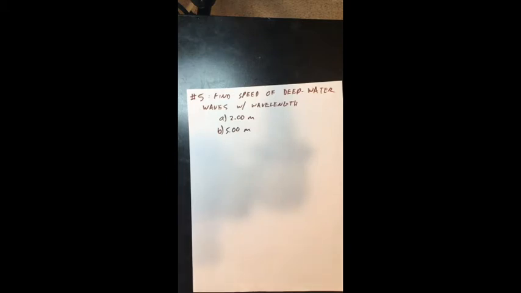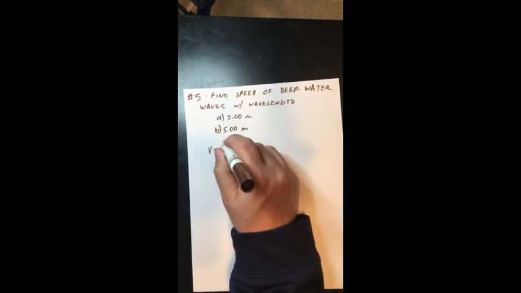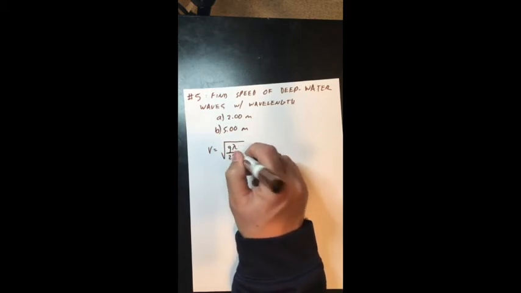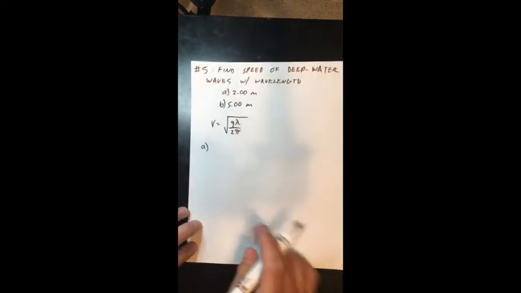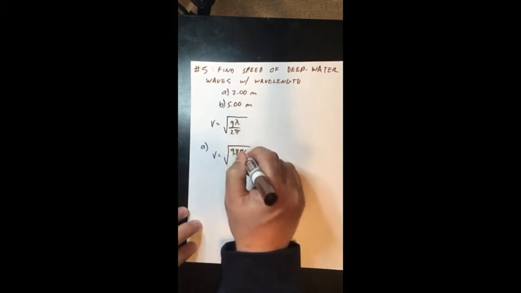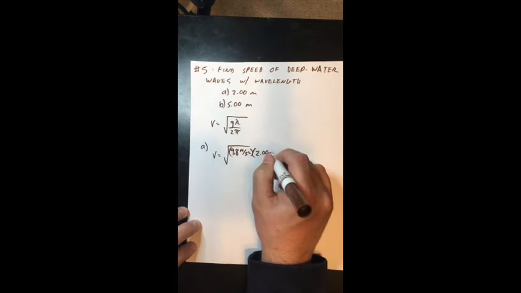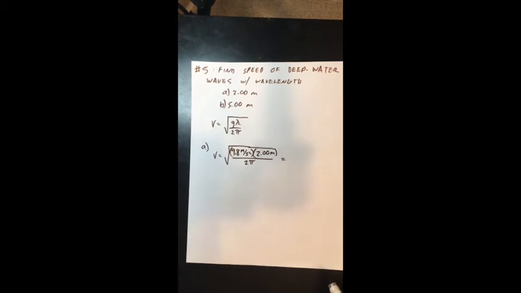Actually, let me change marker colors here to match what I've already got. V equals the square root of g lambda over 2 pi. So for our first one, for part A, we have v equals the square root of 9.8 meters per second squared times our wavelength 2.00 meters divided by 2 pi. What that gives us is 1.77 meters per second.